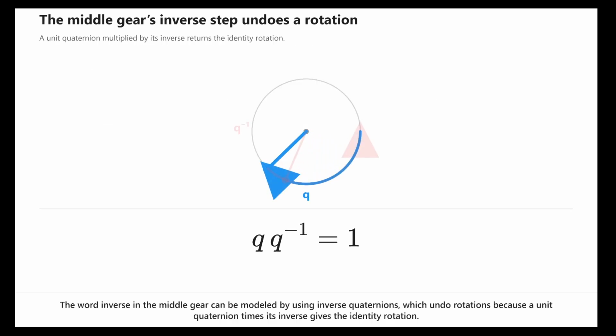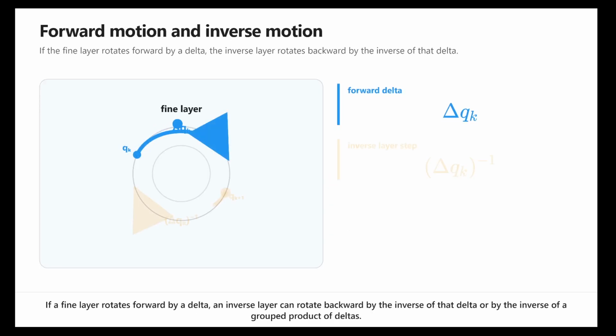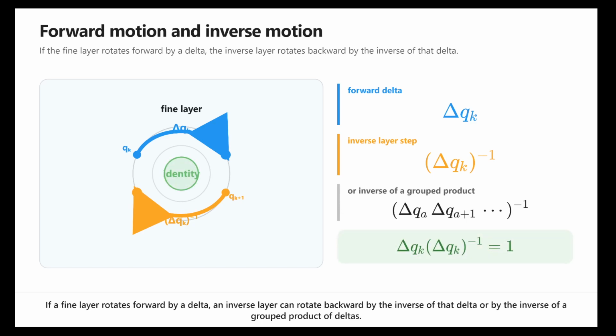The word inverse in the middle gear can be modeled by using inverse quaternions, which undo rotations because a unit quaternion times its inverse gives the identity rotation. If a fine layer rotates forward by a delta, an inverse layer can rotate backward by the inverse of that delta or by the inverse of a grouped product of deltas.